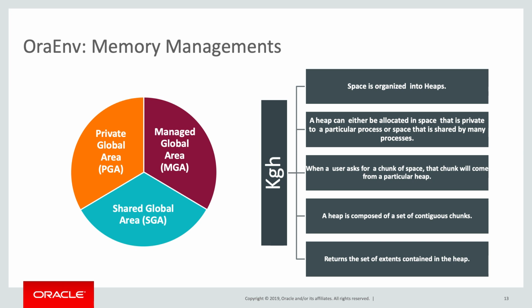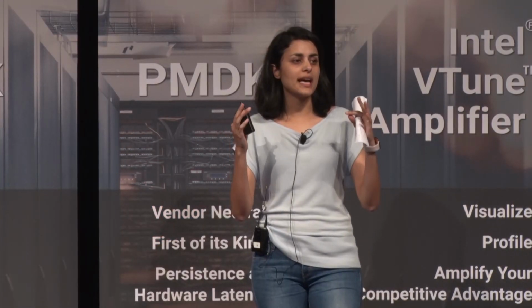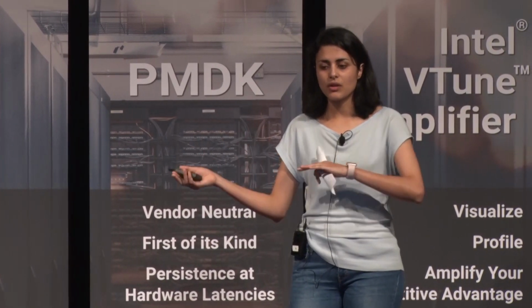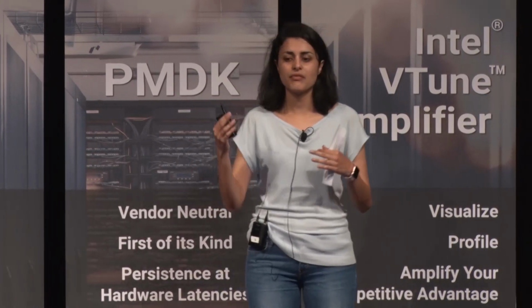In the database we have 3 different regions in the memory. The first one is PGA, which is the area that is private per process. The other one is SGA, which is shared between all of the processes, so all of the processes have the same access to that area. And the other thing that is cool, and we wanted to have this in the SPDK, is MGA, the manageable global area, which means that we can manage the area to be accessible to some specific processes, not all of them. And spaces in heaps are composed of contiguous chunks.